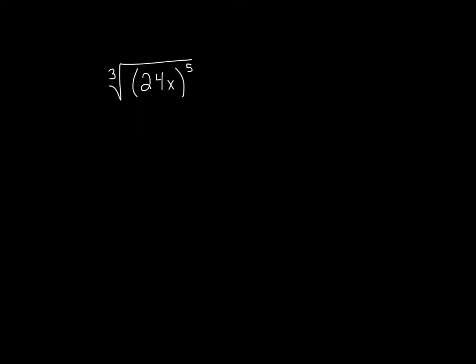Now this one has an exponent that's written inside the radical. That's okay. Since the 24x is grouped together and the 5 goes to the whole thing, we do it the same as we did the last one. That's the numerator when we rewrite it. And then we have our index of 3.